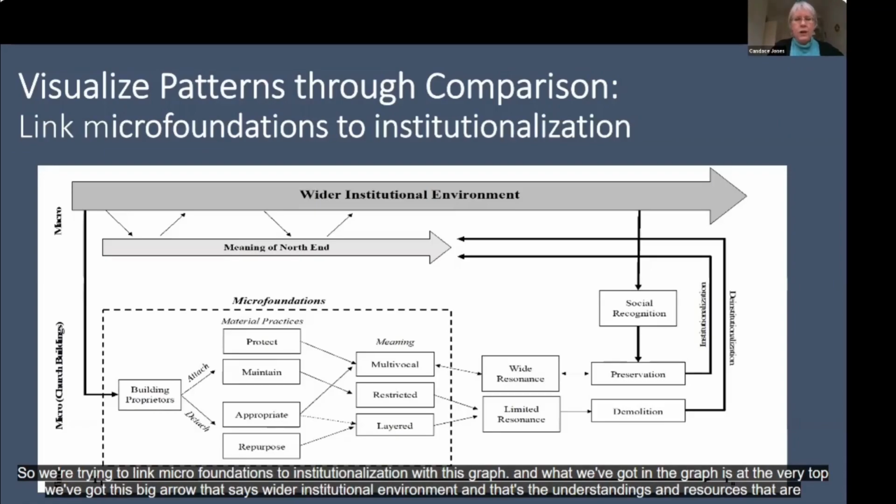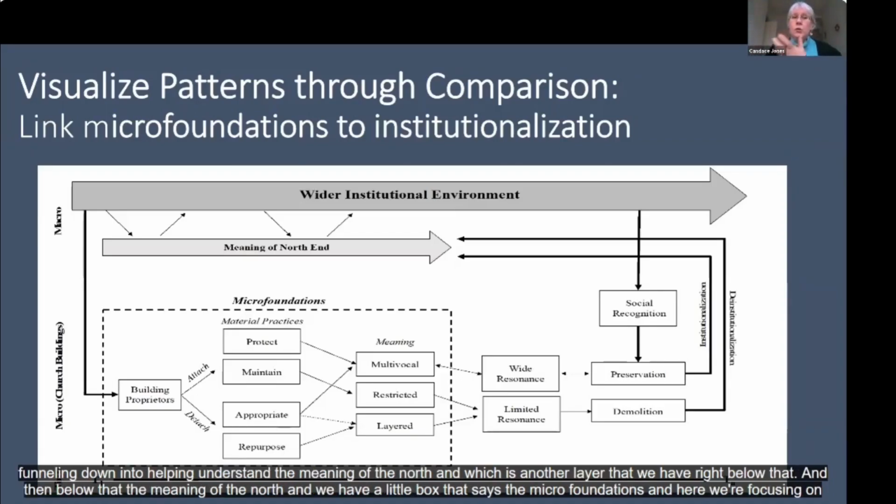And what we've got in the graph is at the very top, we've got this big arrow that says wider institutional environment, and that's the understandings and resources that are funneling down into helping understand the meaning of the North End, which is another layer that we have right below that. And then below the meaning of the North End, we have a little box that says the microfoundations. And here we're focusing on the building.